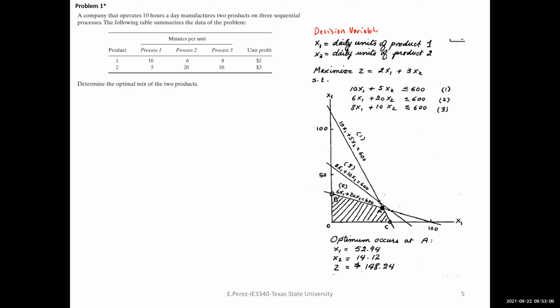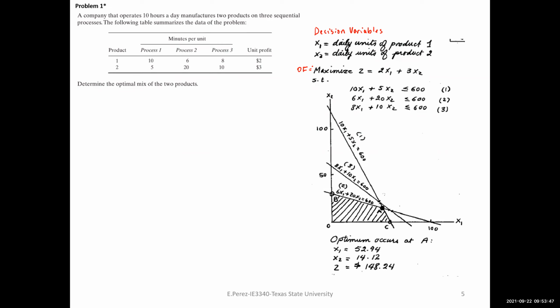And they are listed here at the top. And then my profit is what I'm going to use for my objective function. So in my objective function, I'm maximizing this profit, $2 per X1, which is product 1 daily units, and $3 for product 2, X2, which is the number of units that I'm going to produce for product number 2.